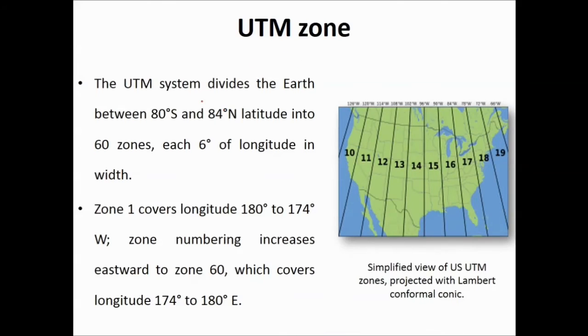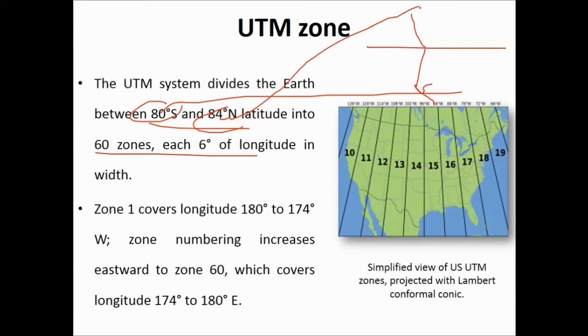So the UTM zone again divides the Earth between 80 degrees and 84 degrees latitude into 60 zones of 6 degrees longitude each. I am speaking this again and again because it is not similar on both sides. If this is the equator, you go here, you go here, you might say that this is 80 degrees south, this is 80 degrees north. No, it's not like that. 80 degrees south is there, of course, but on the northern side it is 84 degrees.